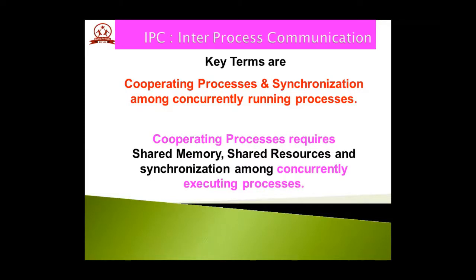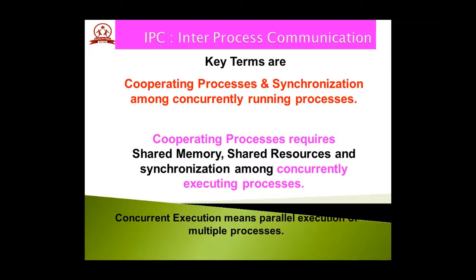Cooperating processes require shared memory, shared resources and synchronization among concurrently executing processes. It means two processes are said to be cooperating with each other when they require certain resources to be shared among themselves, such as shared memory, shared CPU time, and then they have to be working in synchronization with each other. Concurrent execution means parallel execution of multiple processes.